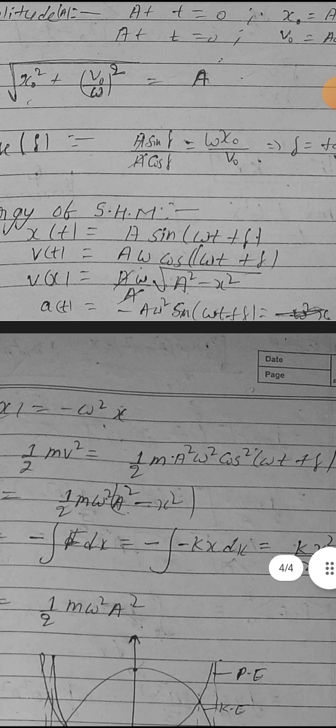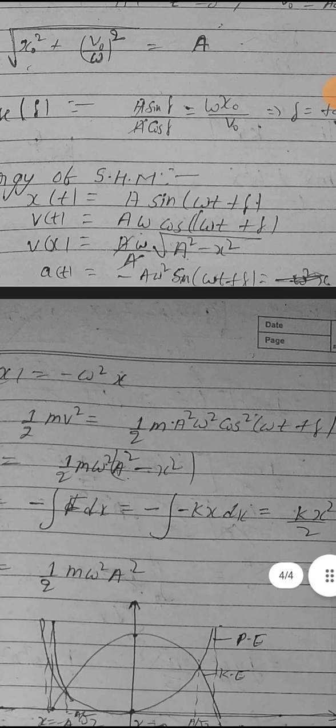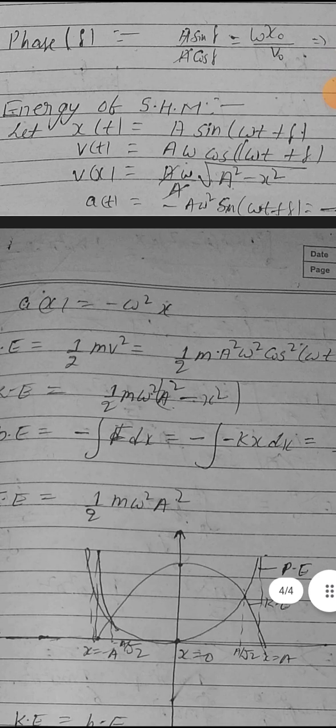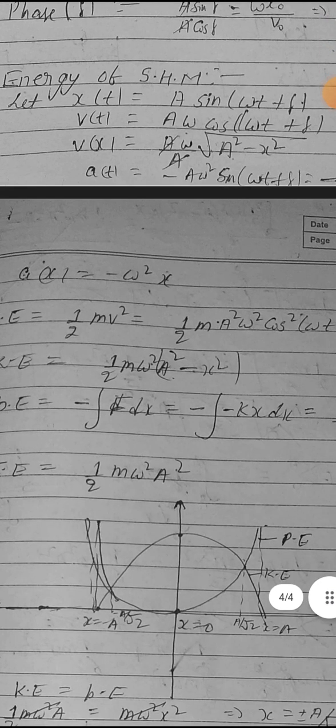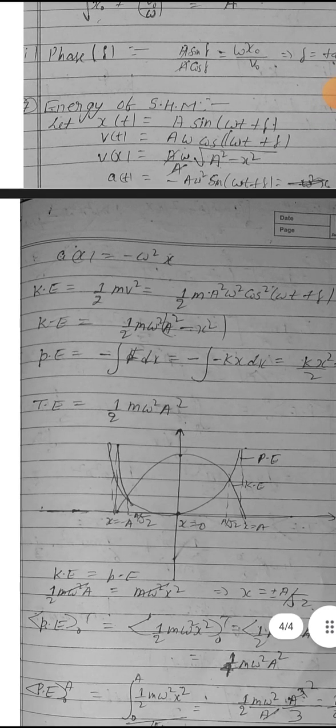and upon differentiating v of t we get a of t, and that is equal to minus a omega square sin of omega t plus delta, and from here you can get a of x equal to minus omega square x. So we have got everything: position, then velocity in terms of time and in terms of position, acceleration in terms of time and in terms of position.